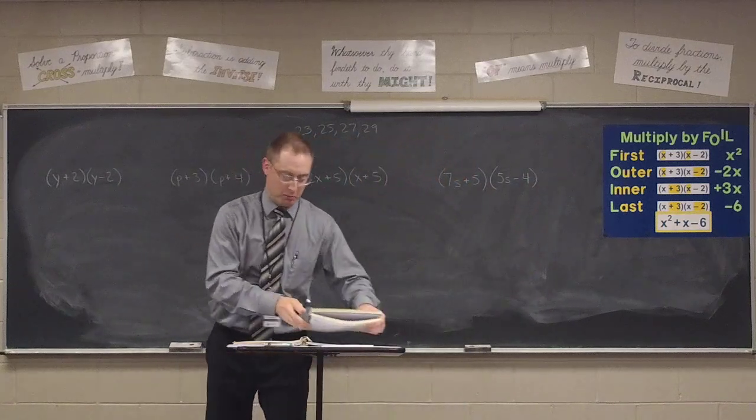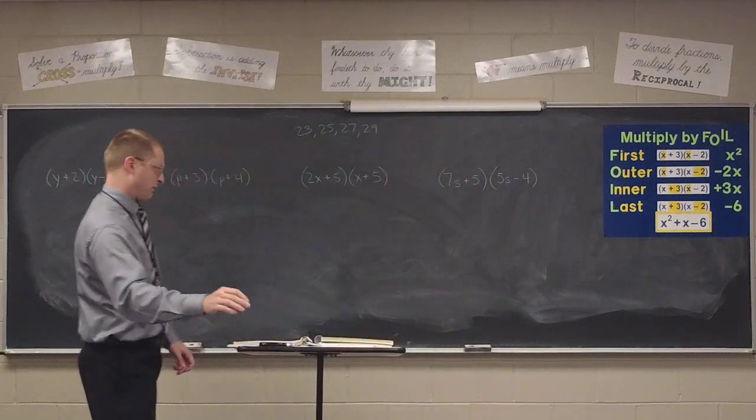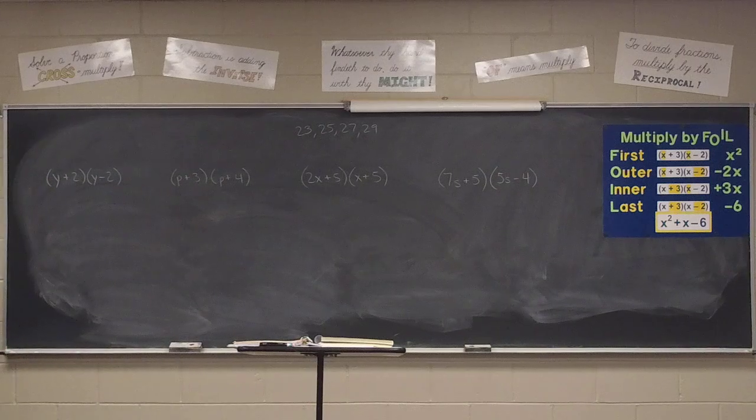If you try the double distribution way and decide, I think I like FOIL better, that's fine, go back to FOIL. And you kind of pick which mental approach you want to take. Whichever way is easier for you to stay focused and do the right thing, you do that.